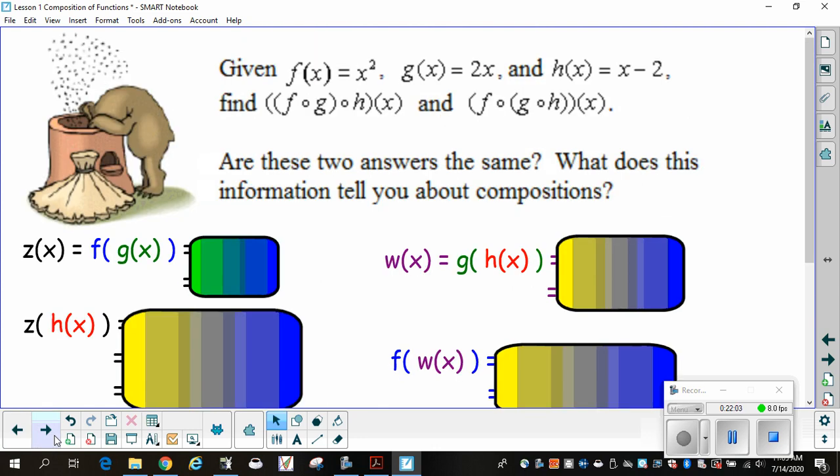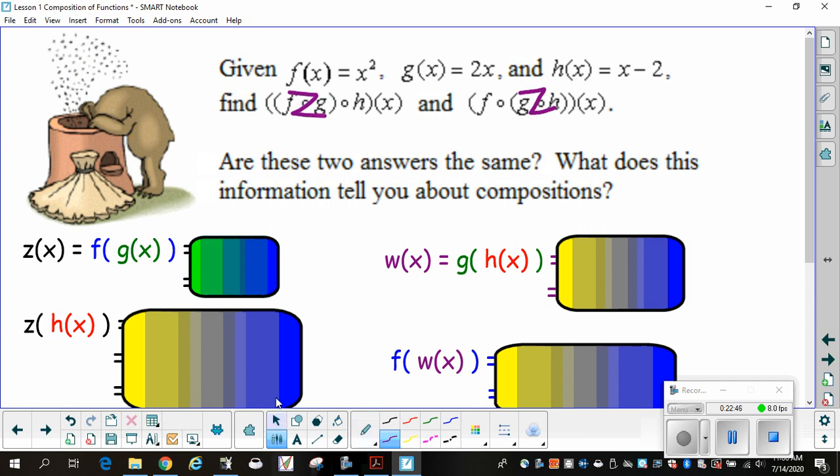Now, this looks a little crazy, but you've got 3 functions, and we want to know, are the 2 answers the same? Notice that the order is the same. There's no commutative thing going on here. F of g of h of x, f of g of h of x. What is different, however, is over here, I'm going to do f of g of x first, and then the h. Here, I'm doing the g of h first. So this guy right here is going to become z, and here this is going to become z. So z of x is equal to f of g of x.